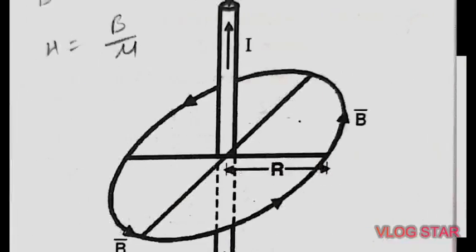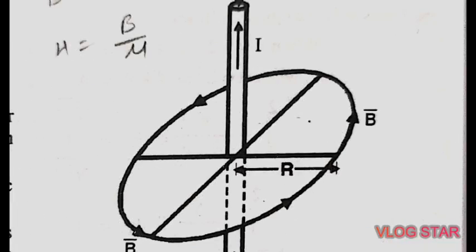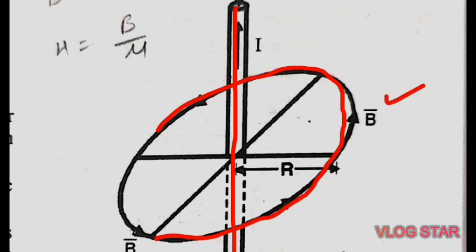For this, we have to consider this long straight conductor, which is carrying current I, as shown in this figure. As shown in this figure, the magnetic flux density is along the circular path like this. It will move like this. That is nothing but B bar. It is the magnetic flux density.